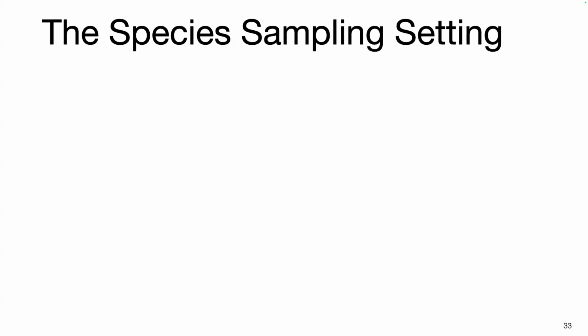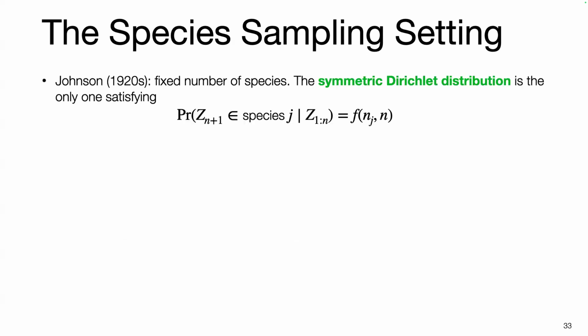In this setting, sufficientness postulates have been developed starting from the 1920s. In particular, Johnson considered the case of a fixed and known number of species and characterized the symmetric Dirichlet distribution as the only distribution on the simplex for which the probability that a new observation belongs to species j, given n observations, depends on the sample size and the number of observations of species j in the sample, and nothing else.